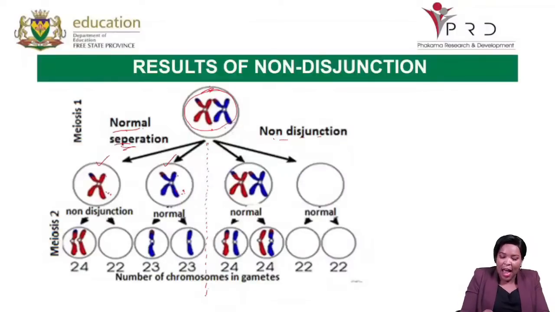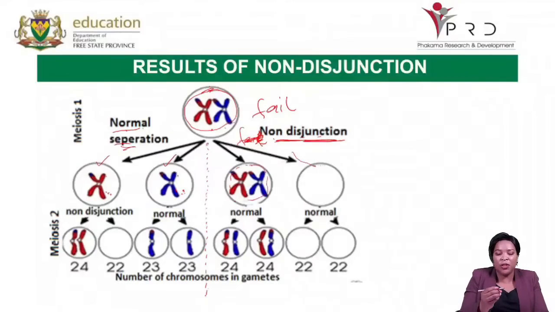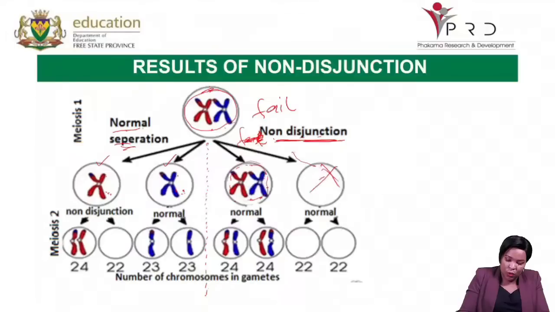And then, unfortunately, under non-disjunction, they fail to separate. They both come into this cell over here, and it leaves this one with nothing. And remember, we said for Down syndrome, don't focus on the one that has nothing. Focus on the one that has an extra copy. So non-disjunction will be happening in this way.